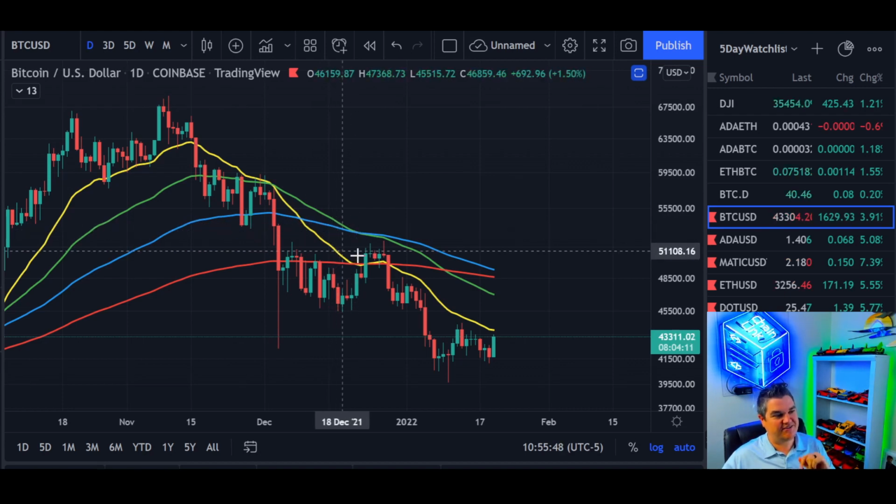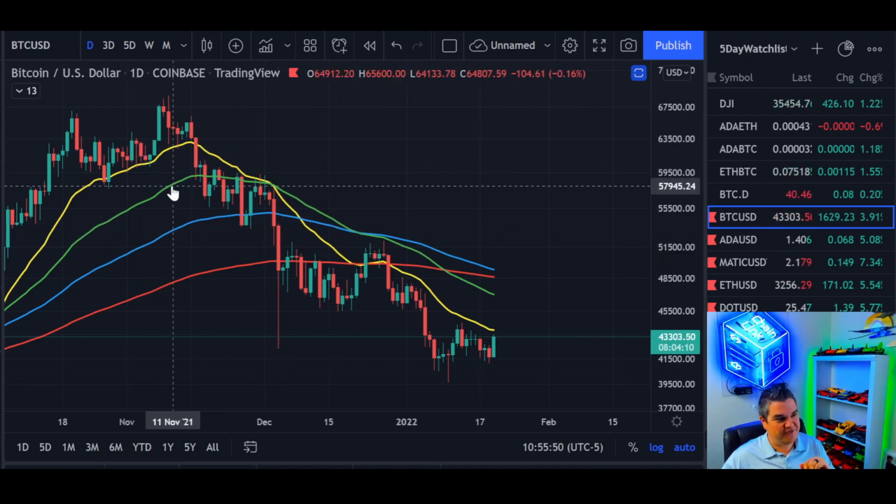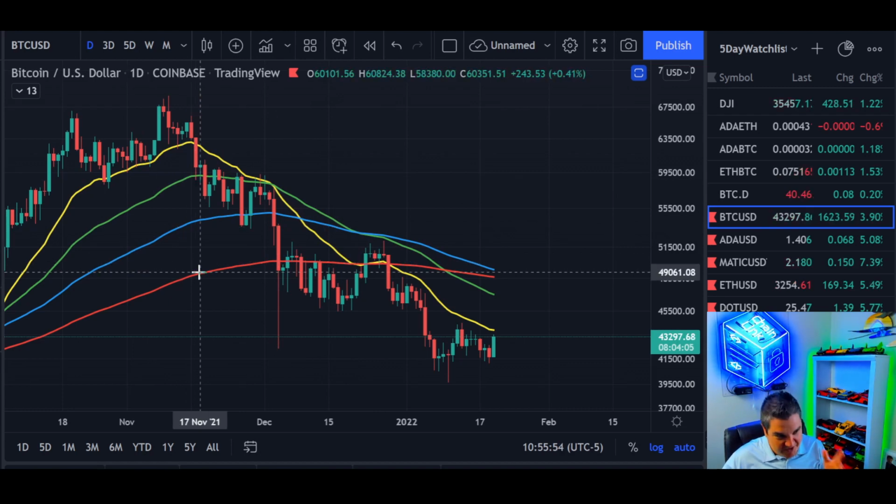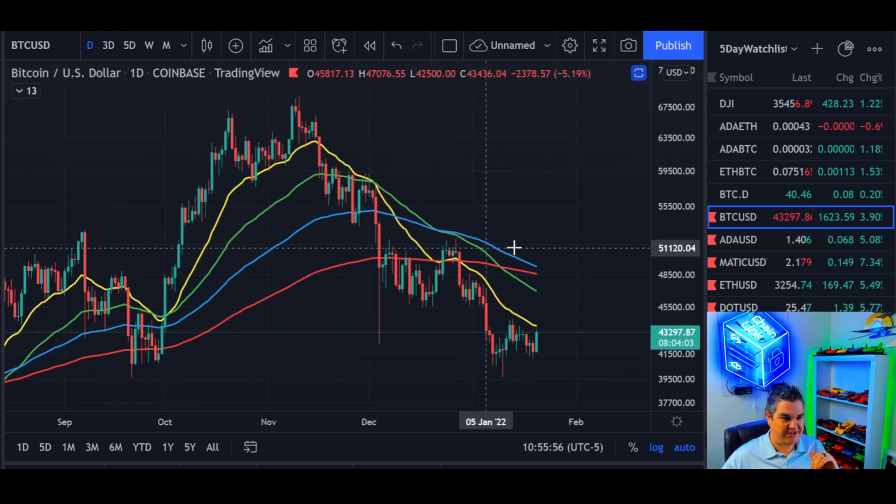Bitcoin. What are these moving averages? I'm glad you asked. The 21, the 50 in the green, the 100 in the blue, the 200 in the red. All exponential moving averages.